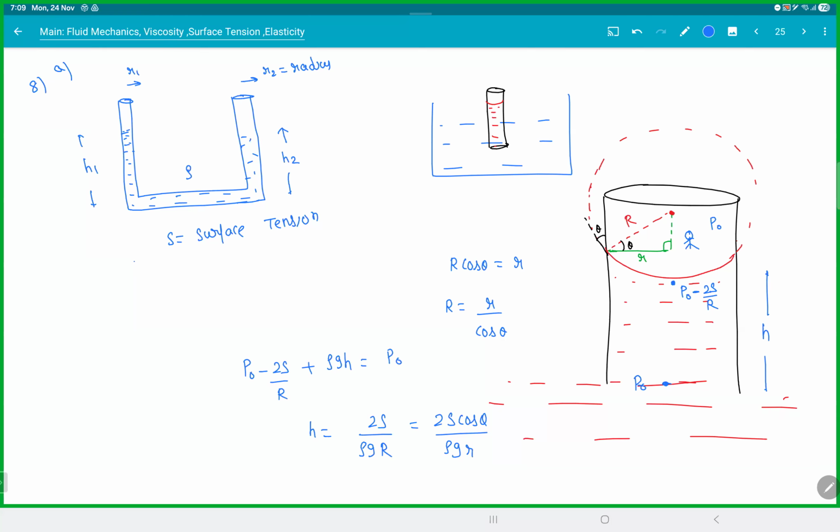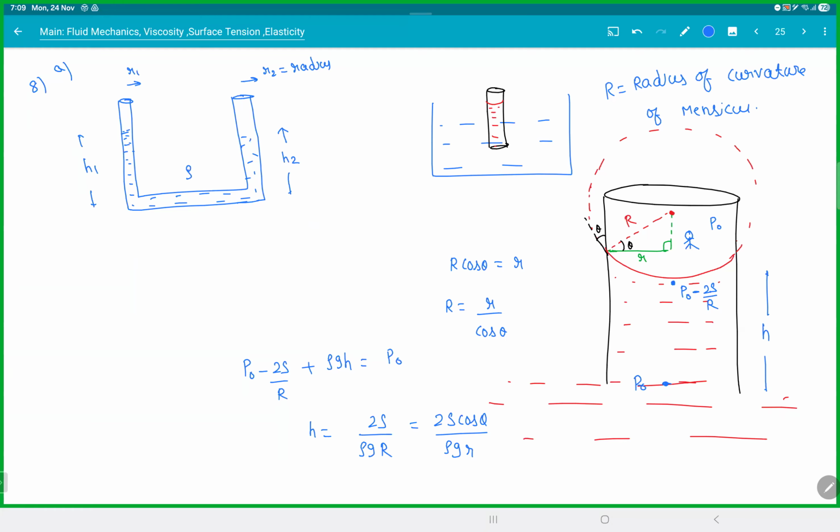Clear with this? So in this, these are some good ones. I can ask you to find the radius of curvature of the meniscus. He's asking capital R, not small r. So here R is the radius of curvature of the meniscus. Most people get confused and they write the smaller value, so be careful. Yeah, if theta is equal to 0, then both are equal.